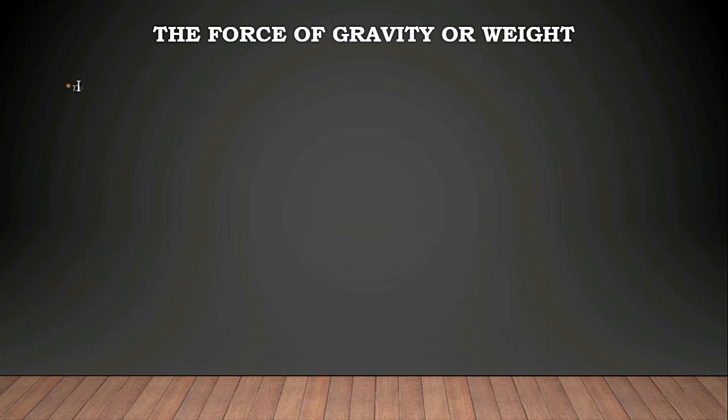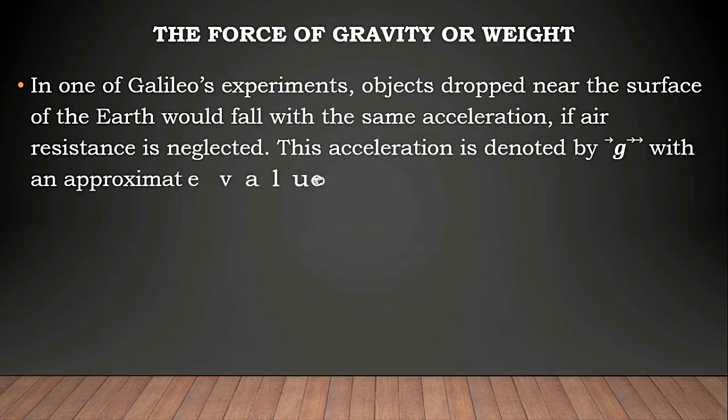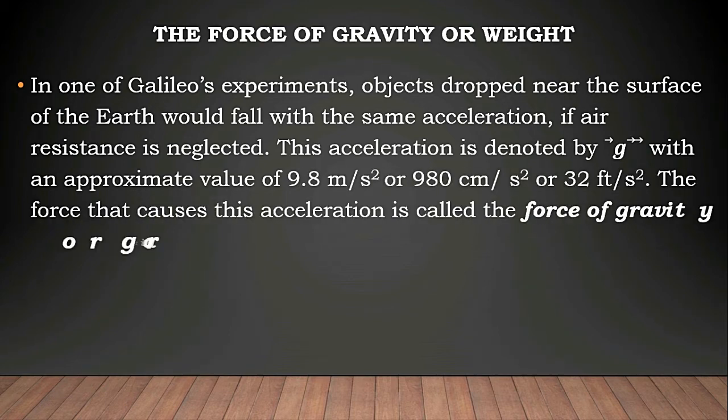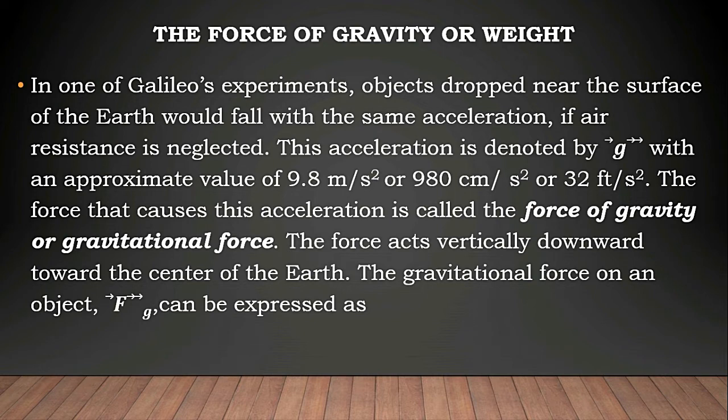The force of gravity or weight. In one of Galileo's experiments, objects dropped near the surface of the Earth would fall with the same acceleration if air resistance is neglected. This acceleration is denoted by acceleration due to gravity with an approximate value of 9.8 meters per second squared or 980 centimeters per second squared or 32 feet per second squared. The force that causes this acceleration is called the force of gravity or gravitational force. The force acts vertically downward toward the center of the Earth. The gravitational force of an object, which is the force of gravity, can be expressed as force of gravity is equal to the mass times acceleration due to gravity.